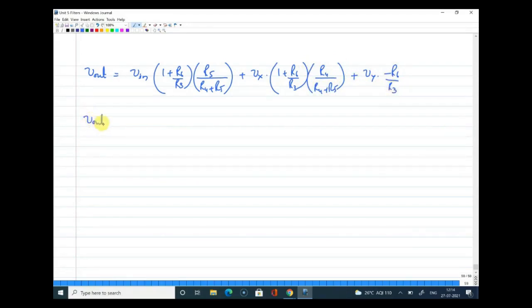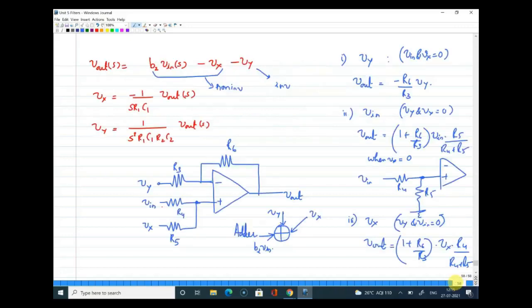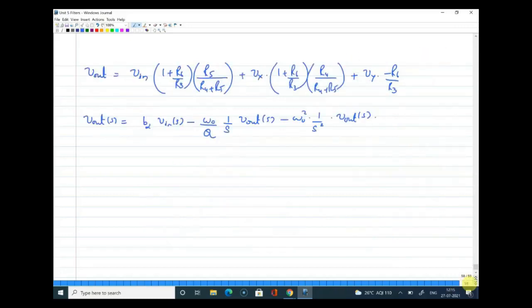Now, if you compare this with the V out expression we had in the beginning, which is B2 into V in of S, minus omega naught by Q into 1 by S into V out of S, minus omega naught square by S square into V out of S. This is what we have. Right. Now, we have the summer here.